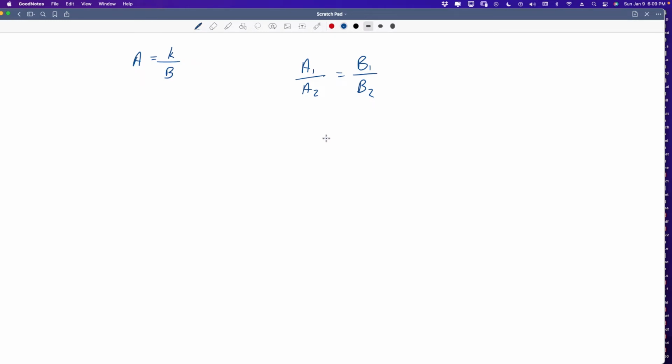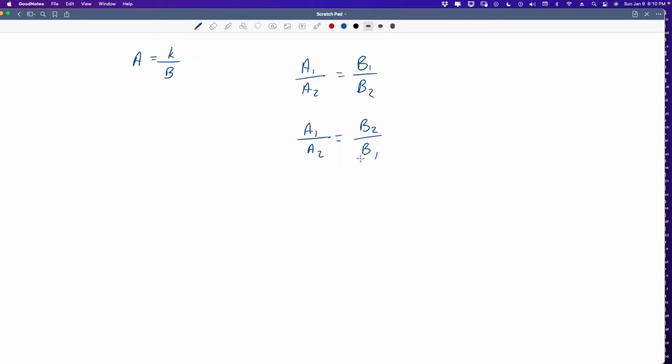Inverse variation means you're going to flip it. So if you have A1 here and A2 here, then you're going to put B2 here and B1 here. So they're going to be swapped. Those events are going to be swapped. That's what the inverse proportion statement is all about.